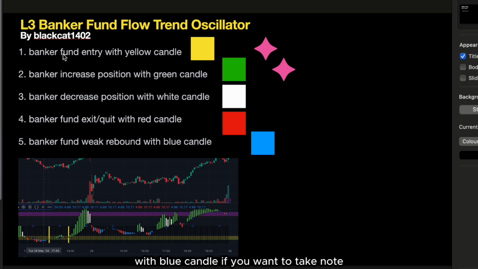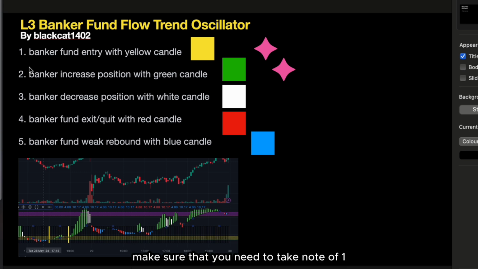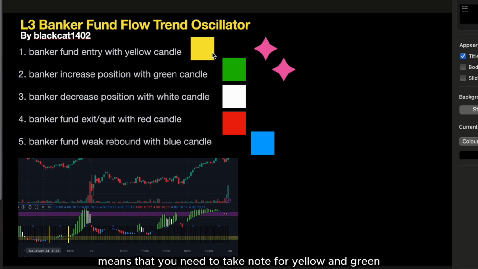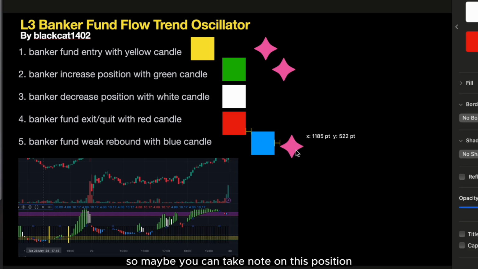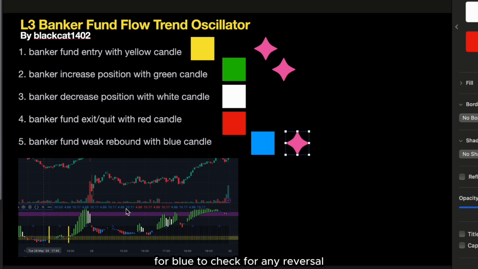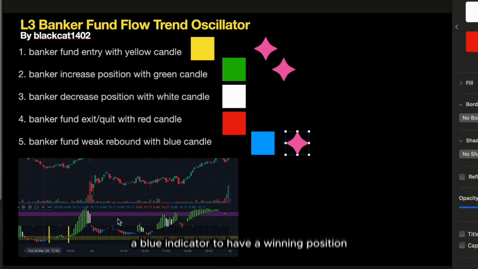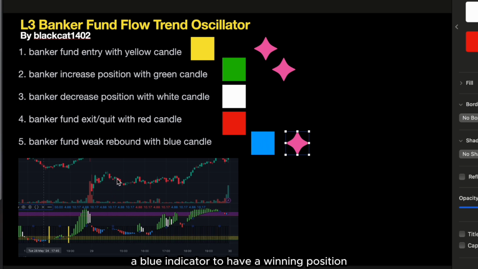If you want to take note of how to trade with a winning position, make sure that you take note of 1 and 2, which means yellow and green. Blue is for slight reversal. So maybe you can take note of this position for blue to check for any reversal at the blue indicator. To have a winning position, make sure yellow, green, and followed by blue as a reversal winning indicator.